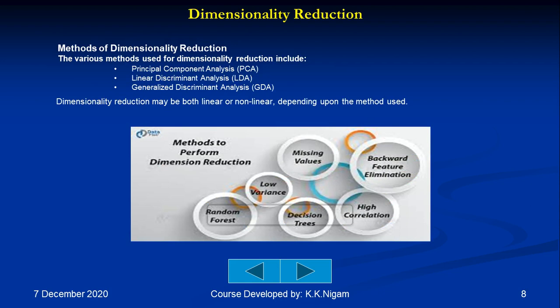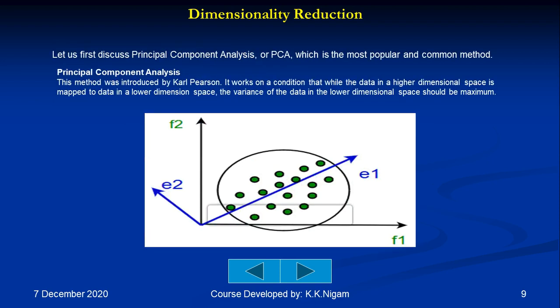Now, various methods used for dimensional reduction are PCA, that is principal component analysis, linear discriminant analysis, and generalized discriminant analysis. Now dimensional reduction may be both linear or non-linear depending upon the method used.